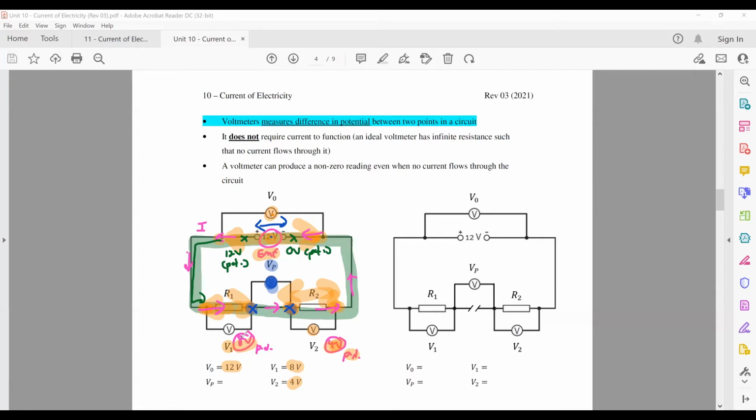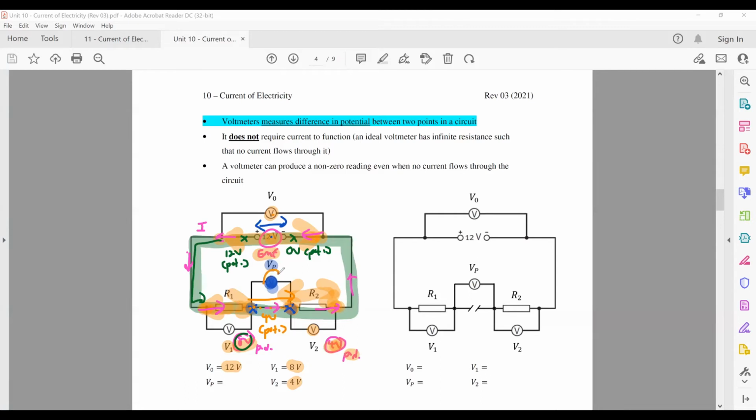So if your PD here is 8 volts, your potential here would be 12 minus 8, giving you 4, right? Here you will have 4 volts potential. But it will be constant from here all the way to here, right? Because you don't have any resistance in between. There's nothing that causes your electrical energy to drop. So here 4 volts, here 4 volts, basically throughout this entire length, it's always going to be 4 volts.